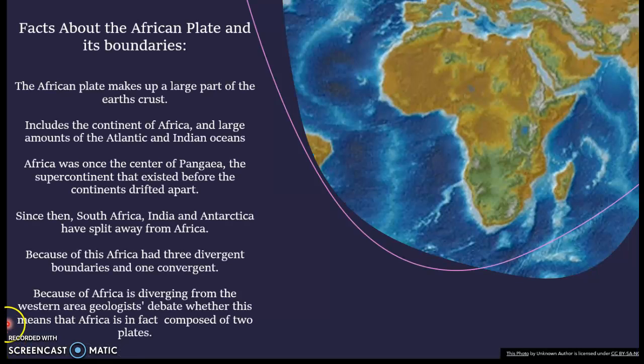Okay, facts about the African plate and its boundaries. The African plate makes up a large part of Earth's crust. It includes the continent of Africa and large amounts of the Atlantic and Indian Oceans. Africa was once the center of Pangaea, the supercontinent that existed before the continents drifted apart. Since then, South America, India, and Antarctica have split away from Africa.